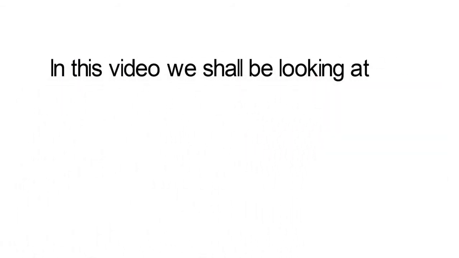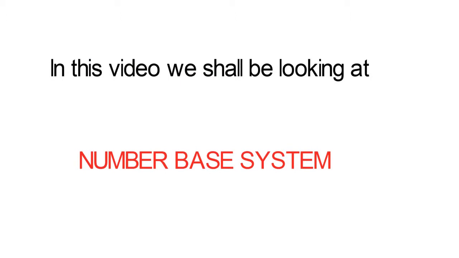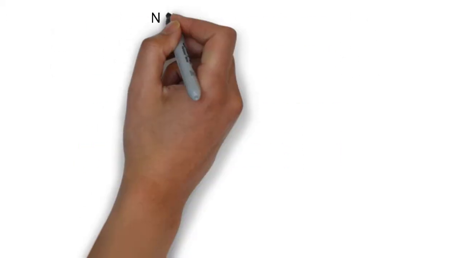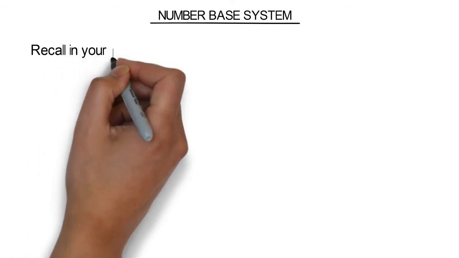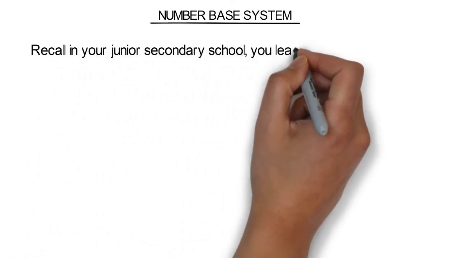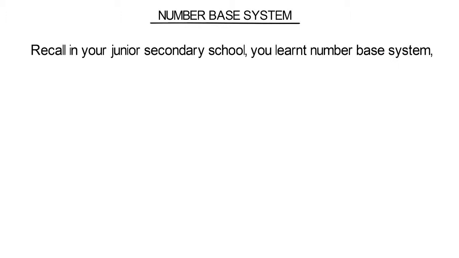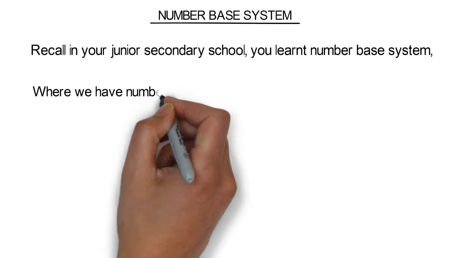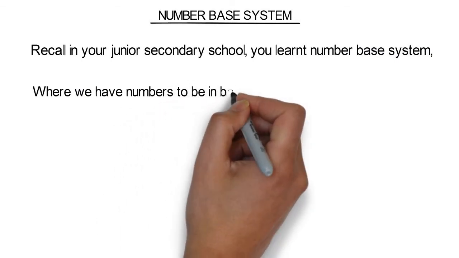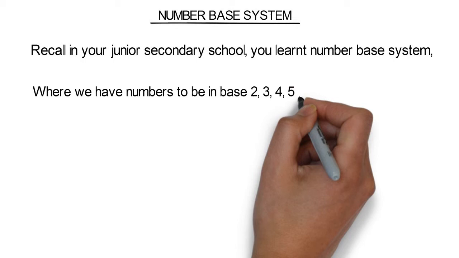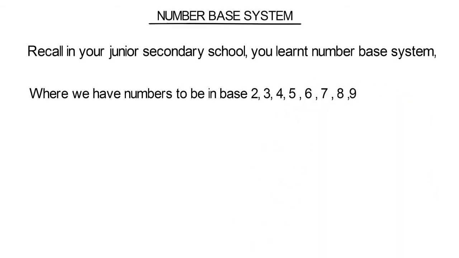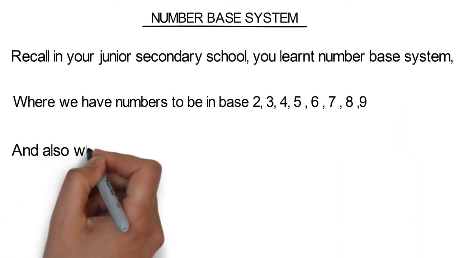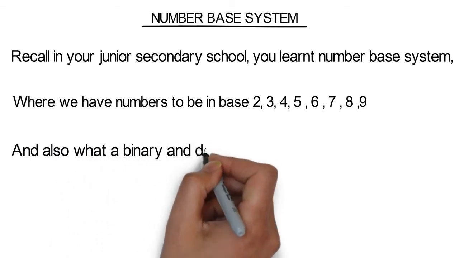In this video, we shall be looking at number-based system. Recall in your junior secondary school, you learnt number-based system, or what we call binary numbers, where we have numbers in base 2, 3, 4, 5, 6, 7, 8, and 9. And also what a binary and denary number is.